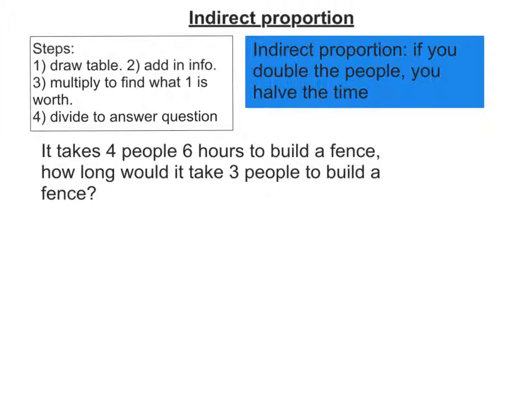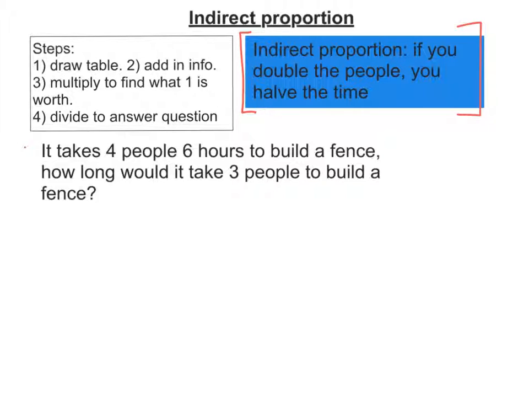In this video, we're going to look at indirect proportion. That is when one quantity goes up, another one goes down. For instance, in this case, if we're building a fence, if you double the number of people, you halve the time it takes to build the fence. So let's have a go at this question.